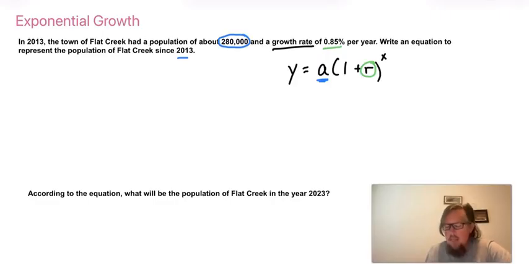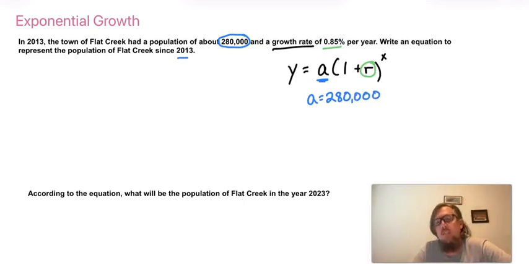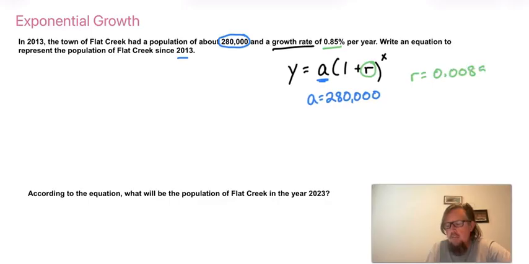So A is going to be 280,000, and R is going to be 0.85% converted into a decimal. So it's not going to be 0.85, it's going to be 0.85 turned into a decimal. So 0.0085. If you're not familiar with how to turn a percent into a decimal, you just divide by 100. 0.85 divided by 100 turns the percent into a decimal.